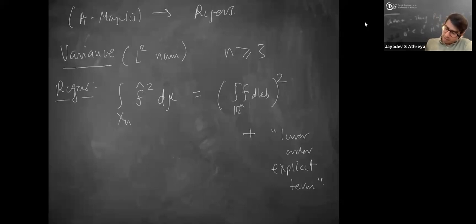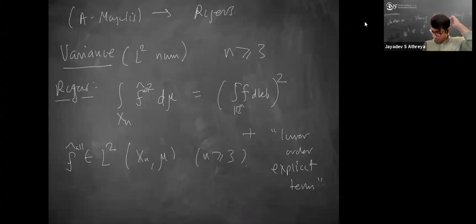In particular, f hat is in L2. So this is f hat, what I've written is for f hat all is in L2 of X_n, mu. This is again, importantly, for n bigger than or equal to 3. I'll make a remark here that for n equals 2, f hat all is not in L2.